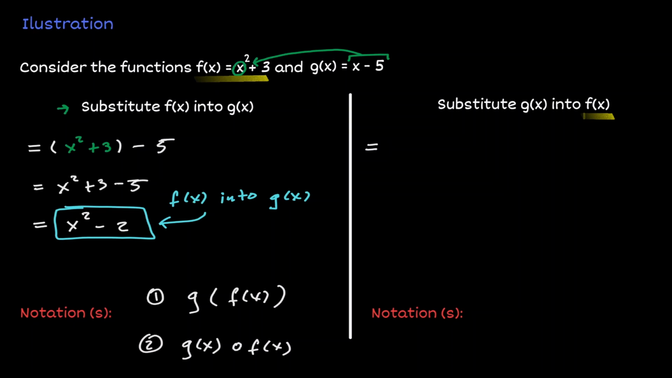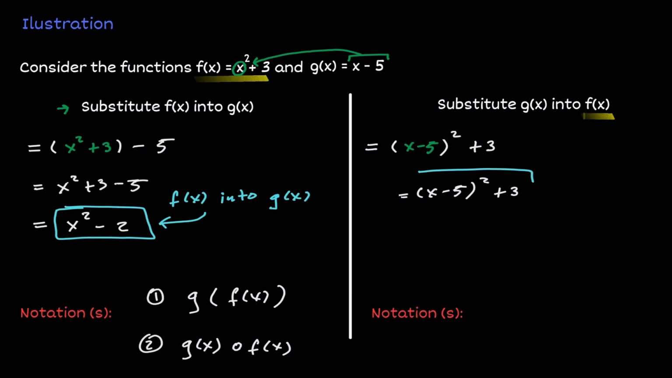And when we do that, we're going to get x minus 5 squared plus 3. I want you to realize that this expression is the same as the function f of x, but we substituted the variable x with the whole function g. And in this case, let's not simplify. Let's just leave it as it is.